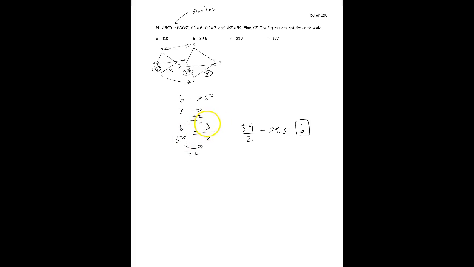If you really want to solve this proportion, you can do that too. Then we would cross multiply. 59 times 3 equals 6 times x. Divide both sides by 6. X equals 59 times 3 over 6. And if you put that on your calculator, you'll get 29.5 also. B.